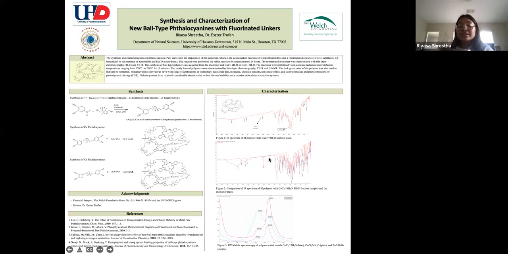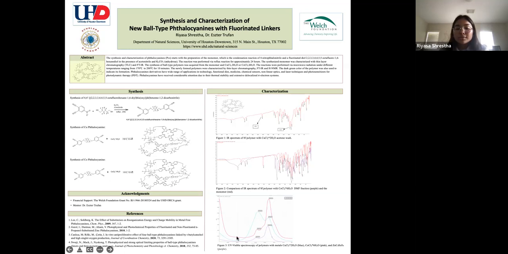So that means the sample is not as pure, but it's getting there. And we can also see the emergence of these peaks over here in purple. That is the emergence of C=N double bond in the ball type structure. And in order to purify these, we used TLC and separation to purify the compound and then characterize them using IR.